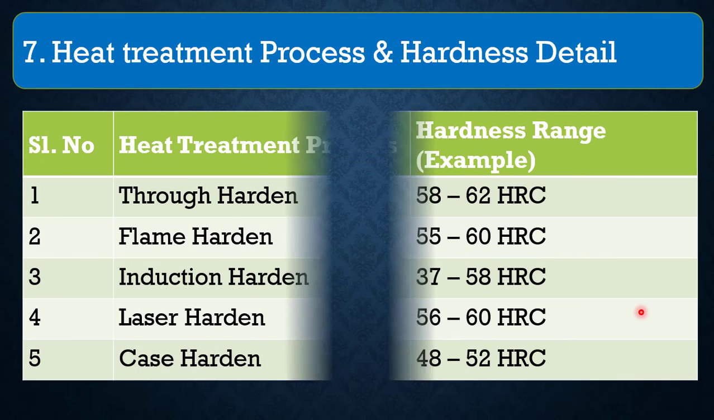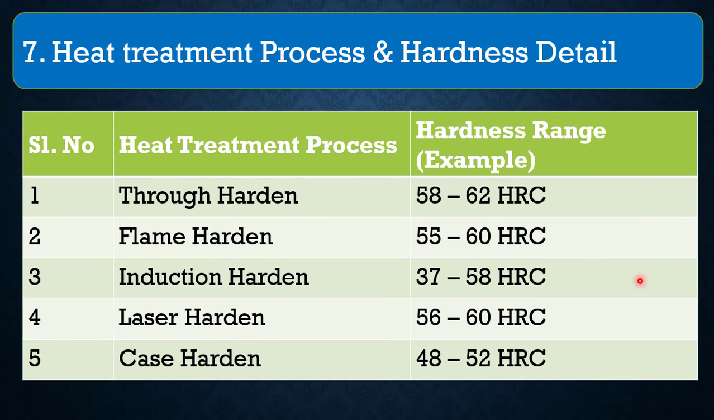Number 7, heat treatment process and hardness detail. Heat treatment process is important for tool manufacturing, and there are 5 types of heat treatment processes broadly which we are using in tool manufacturing: through hardening process, flame hardening process, induction hardening process, laser hardening, and case hardening. And this is an example of HRC range which you can refer.